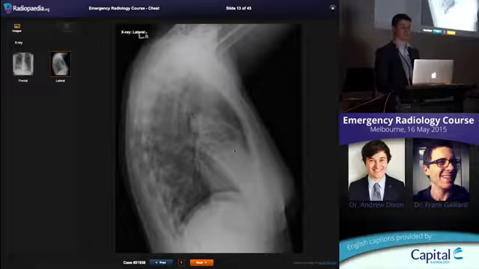So here's all your consolidation in the middle lobe, beautifully seen on the lateral, and there's probably some patchy stuff just above the horizontal fissure here in the anterior portion of the right upper lobe.